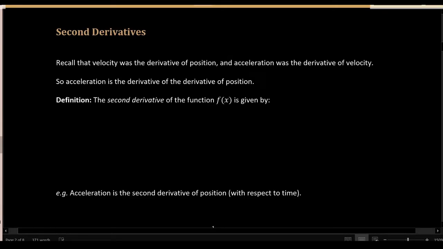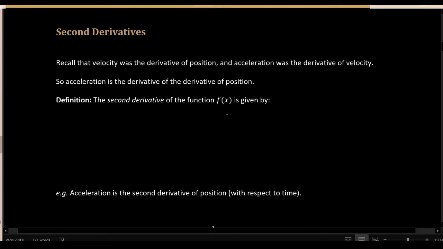Now in video 14a, we said that the velocity was the derivative of position, in particular the derivative with respect to time. And we also said that acceleration was the derivative of velocity, again the derivative with respect to time. So acceleration must be the derivative of the derivative of position. And this is an example of a situation where we would have a second derivative.